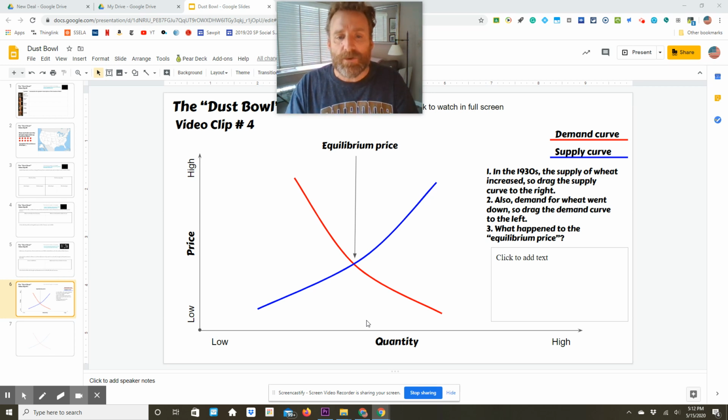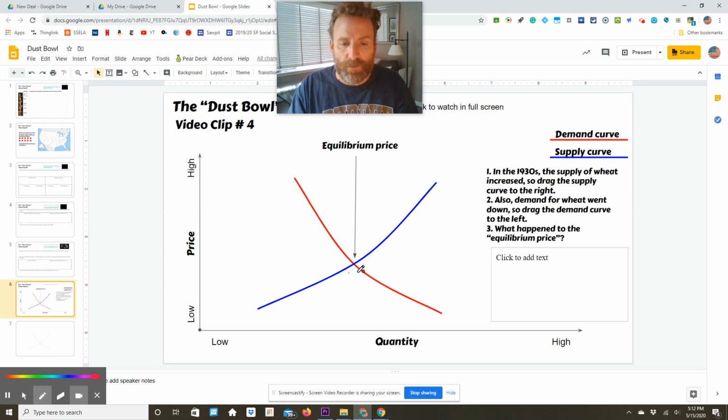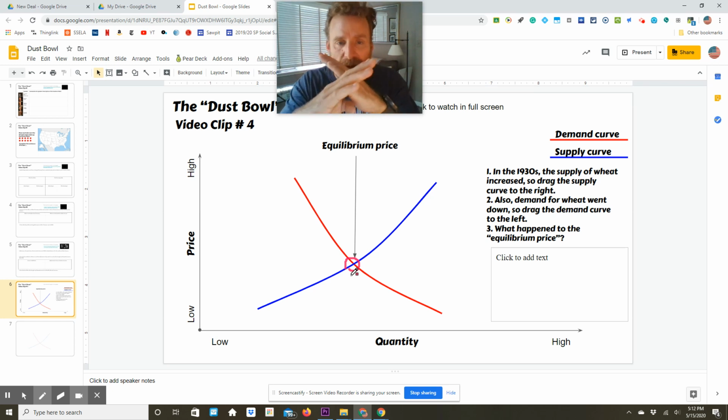And then where those two lines cross is called the equilibrium price, right in there. And that equilibrium price determines the optimal price and quantity to be produced for the market to be stable, to be in equilibrium, which I think is a science term. You're welcome, Miss Sanchez.